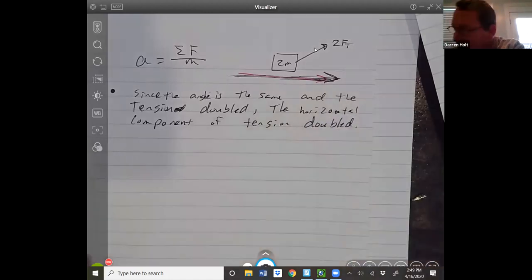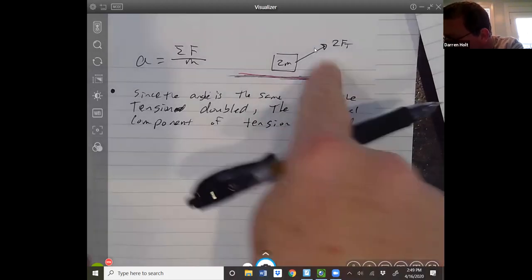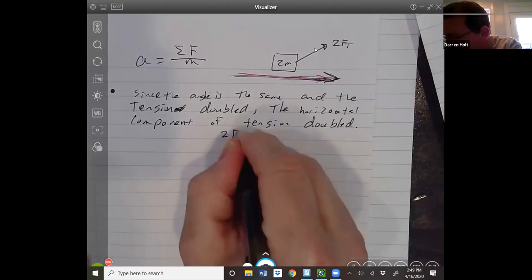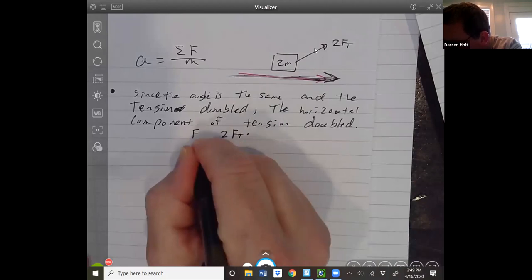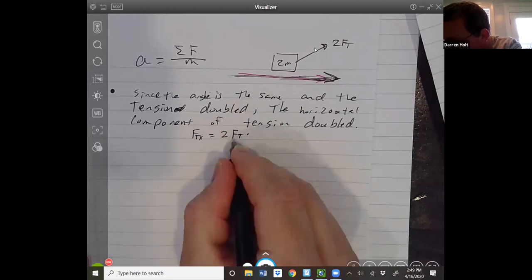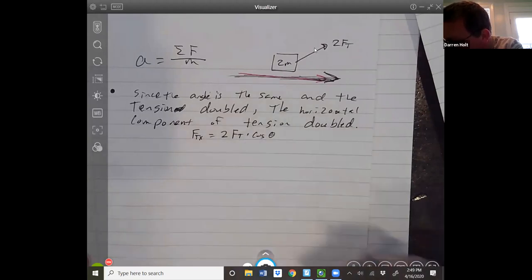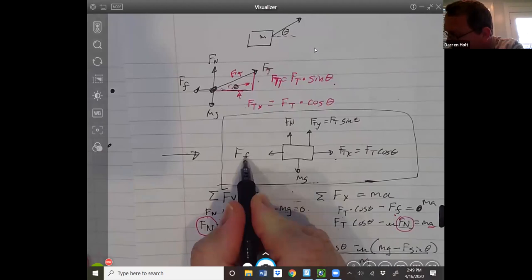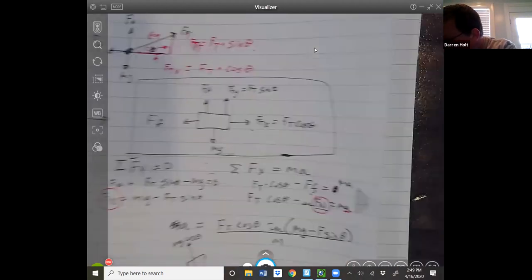All right. And if you want to throw in the, how do we calculate that? The horizontal component of tension would now be 2 times the force of tension times the cosine of the angle, right? The other force that's acting in the direction of motion is friction, right? And if we go back and we look at this nasty old expression, right?